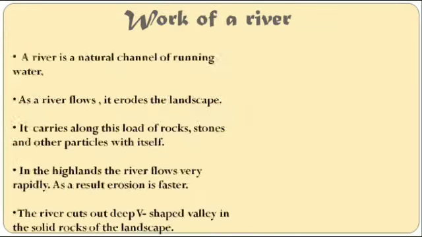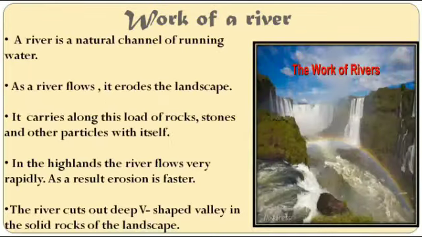Let's begin with the work of river. A river is a natural channel of running water. Running water means flowing water. When a river flows, it erodes the landscape. Erodes here means, as you have already seen in erosion, taking away one particle towards the other part. That is known as eroding the landscape. It carries along a load of rocks, stones, and other particles with itself. With the flow of water, the pebbles or the rocks are carried from one part towards the other part.